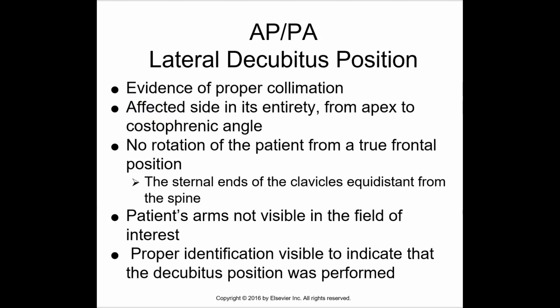AP/PA lateral decubitus position: evidence of proper collimation. Affected side in its entirety from apex to the costophrenic angle. No rotation of the patient from a true frontal position. The sternal ends of the clavicles equidistant from the spine. Patient's arms not visible in the field of interest. Proper identification visible to indicate that the decubitus position was performed.